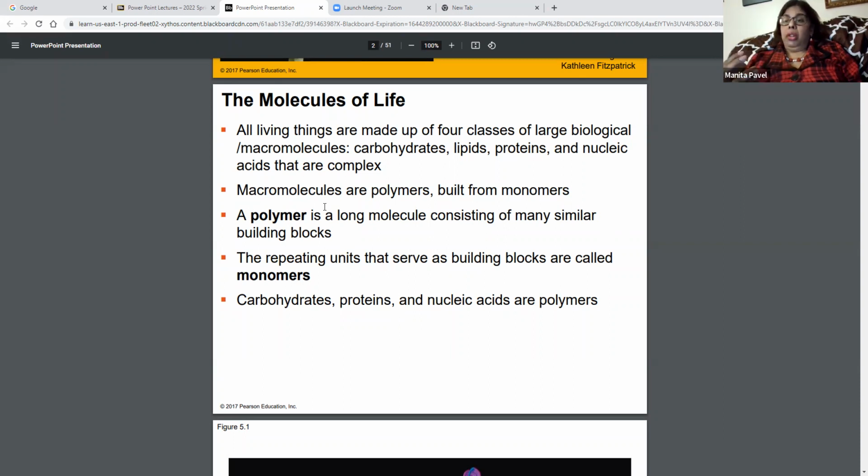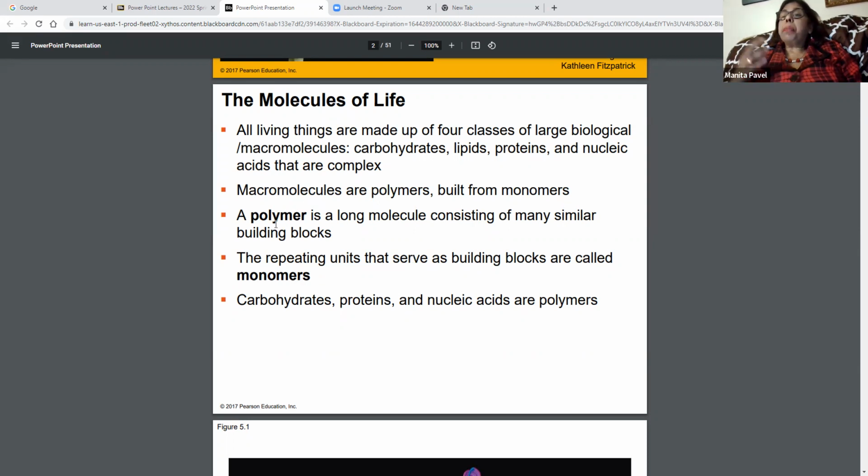Macromolecules, they are polymers built from monomers. So we're going to define what's the difference between a polymer and a monomer and their definitions. Let's go to the smallest one, mono. Mono is derived from the word which means one. Mer is unit. So a monomer is one unit. It's a simple unit. It serves as the building blocks of molecules.